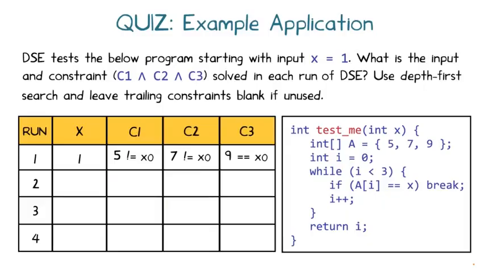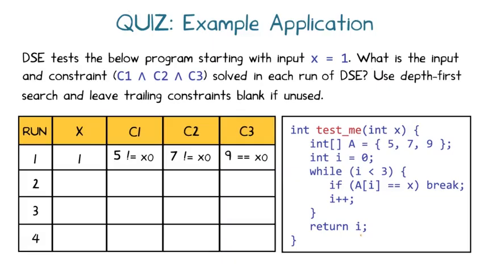Now, consider the following function testme, which takes the integer x as an argument and returns an integer. The program reads as follows. Int a[] is assigned {5, 7, 9}. Int i is assigned 0. While i is less than 3, { if a[i] is equal to x, then break; increment i; } return i.